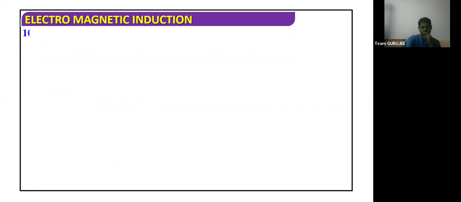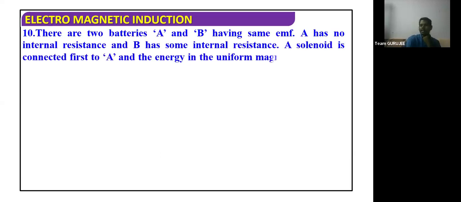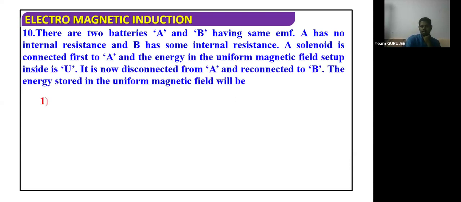The next question. There are two batteries A and B having the same EMF. A has no internal resistance and B has some internal resistance. A solenoid is connected to a first A.